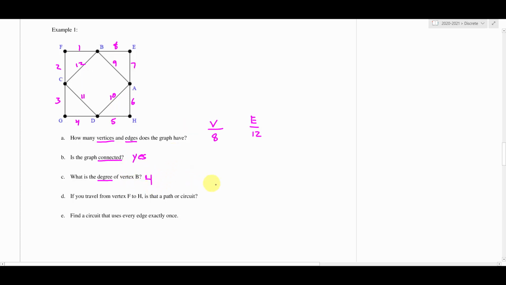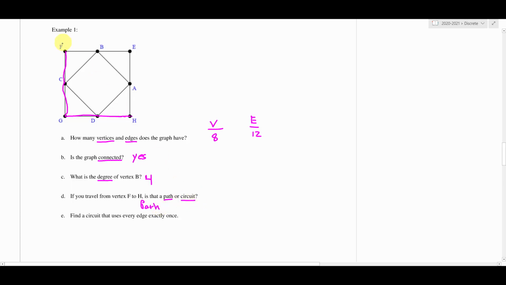All right. Now it says if you travel from vertex F to H, is this a path or a circuit? All right, and let me get rid of these numbers here real quick. And so now we have 2 more vocabulary terms popping up in this question, path and circuit. A path is any route through our graph that starts at one point and ends at another. So for instance, if I were to travel from F to H, right, so F to C to G to D to H, I started at F and I ended at H. That is a path.